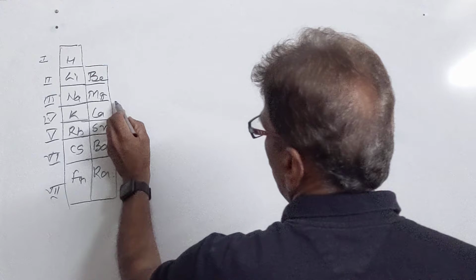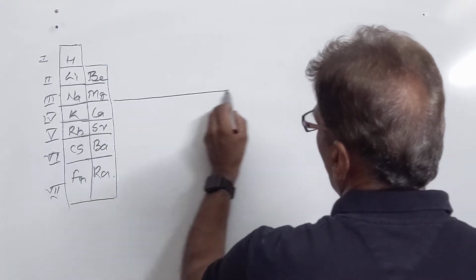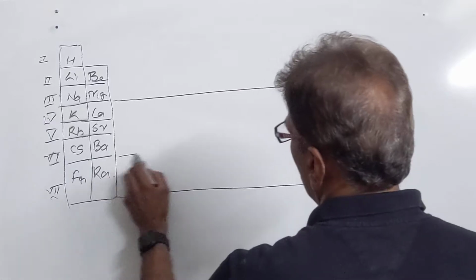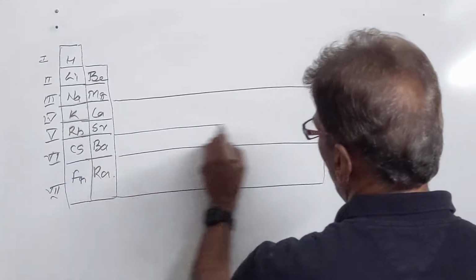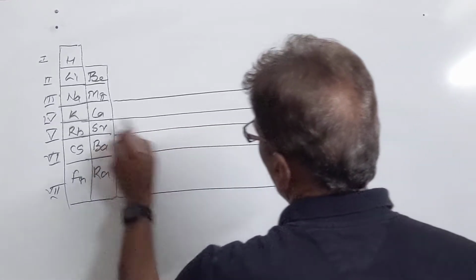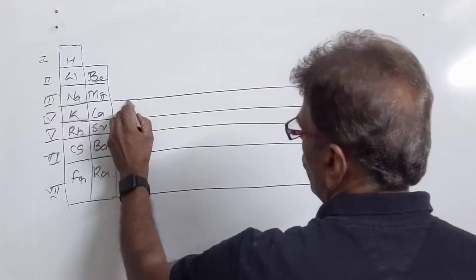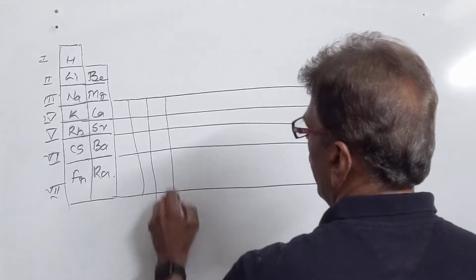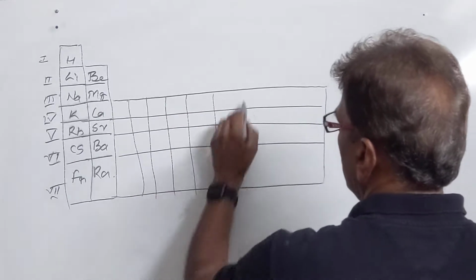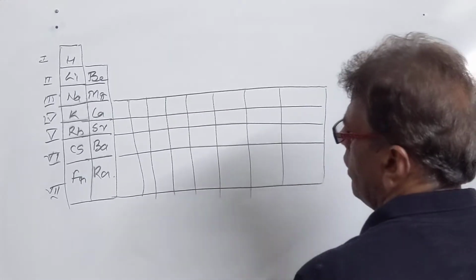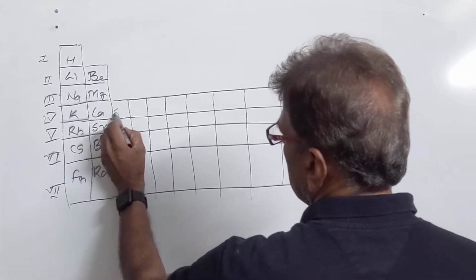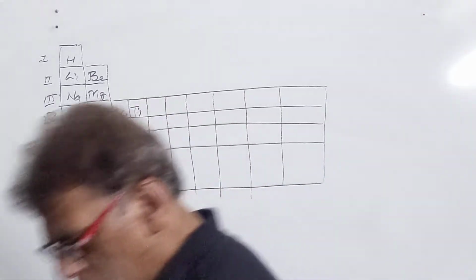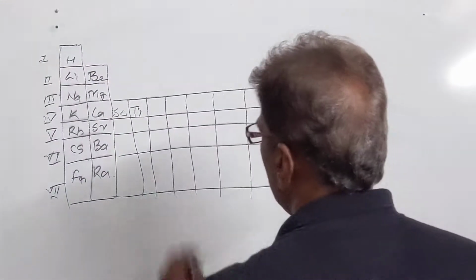Then we come to the 10 groups, which are in the 4th to 7th periods. So we will make 10 groups here: group number 3, 4, 5, 6, 7, 8, 9, and 10. This will have scandium, titanium, and so on.